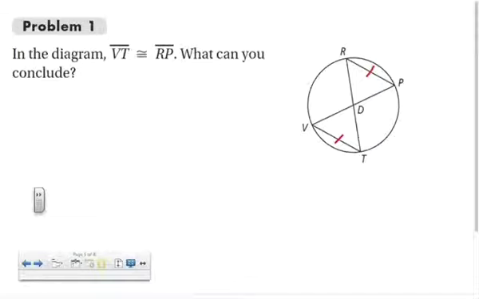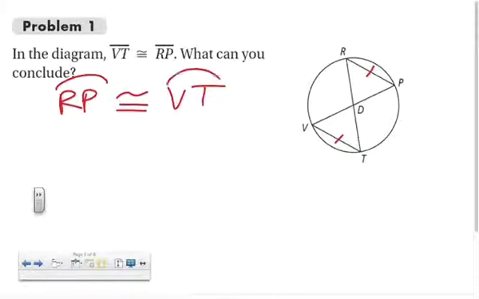Say that again, I'm sorry? Segments RT and VP are also chords. They could be, they probably are diameters of the circle. So just based on those two segments being congruent, I know that arc RP will be congruent to arc VT. Let me rephrase that. D is definitely the center of the circle.